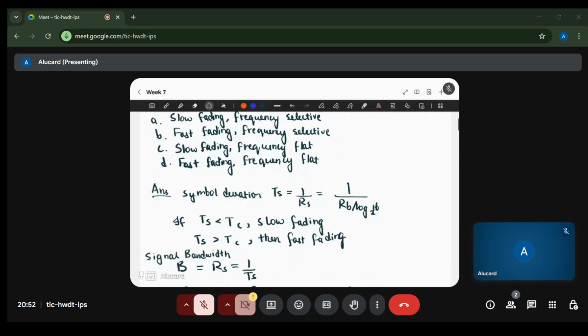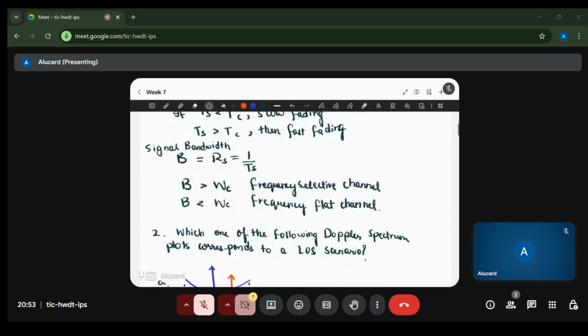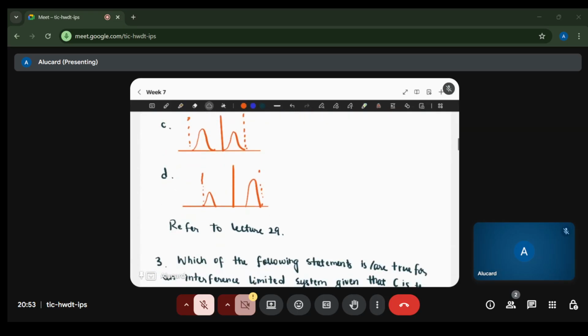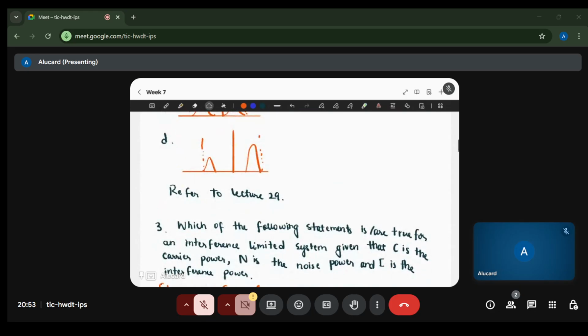We solve this question by finding the symbol duration Ts and signal bandwidth B. Then if Ts is less than Tc, it's a slow fading, and Ts greater than Tc means that it is fast fading. B greater than Wc means it's frequency selective, and B less than Wc means it's frequency flat. For question 2, refer to lecture 29.